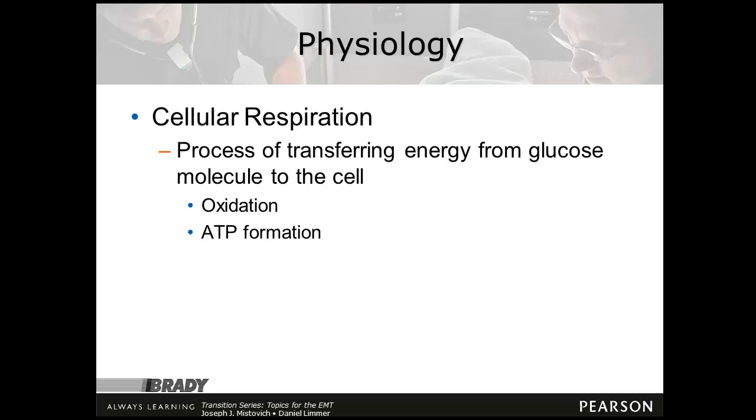Cellular respiration refers to the process whereby energy is transferred from a glucose molecule and made available for use within the cell. Oxidation is the process of breaking down the glucose molecules within the cell. This process releases heat, energy, in the form of the creation of adenosine triphosphate, or ATP molecules. ATP is the energy currency of the cell. It is the way that cells move energy about, store it, and use it. If a cell has insufficient ATP, it may die.